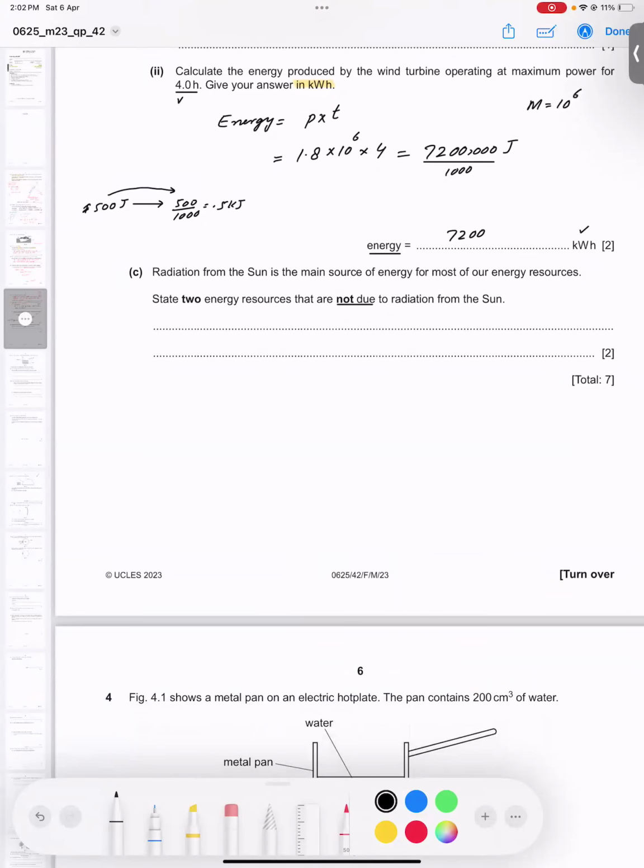So one source of energy may be geothermal. And the second one, you can write nuclear energy. These are the two resources of energy in which sun radiations are not directly involved. State two energy sources that are not due to radiation from the sun. So yes, geothermal and nuclear energy. These are the two energy sources that are not due to the radiation from the sun.